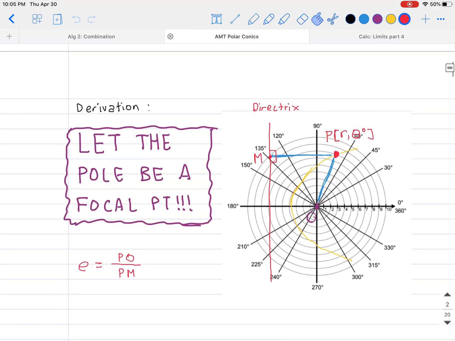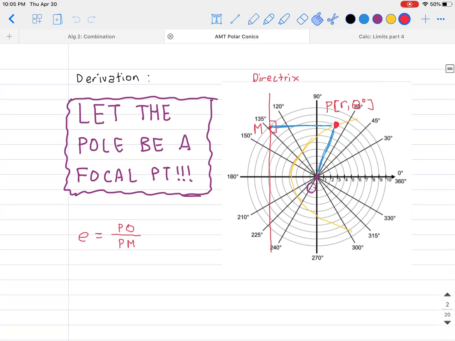Let's derive this equation so you can see how it looks in polar form. There is one really big restriction: let the pole be a focal point. If your pole is not a focal point, we can't do this at all, which is very restricting. But it's actually not too bad, because if we want another equation, we just translate it. For right now, that's our big assumption.